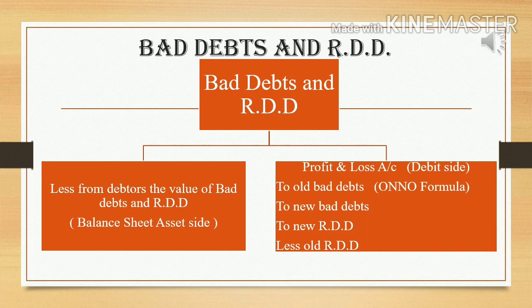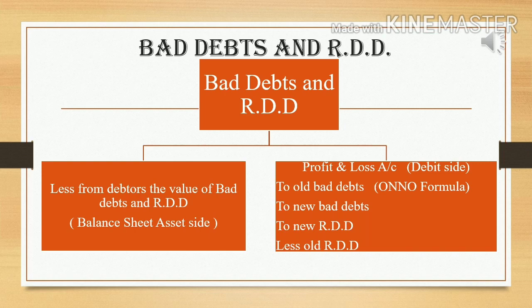In both cases, whether it is a bad debt or an RDD, the amount of bad debt and the amount of RDD need to be deducted from sundry debtors. So this is very important. Whether you need to deal with bad debts or with RDD, both amounts need to be deducted from sundry debtors.